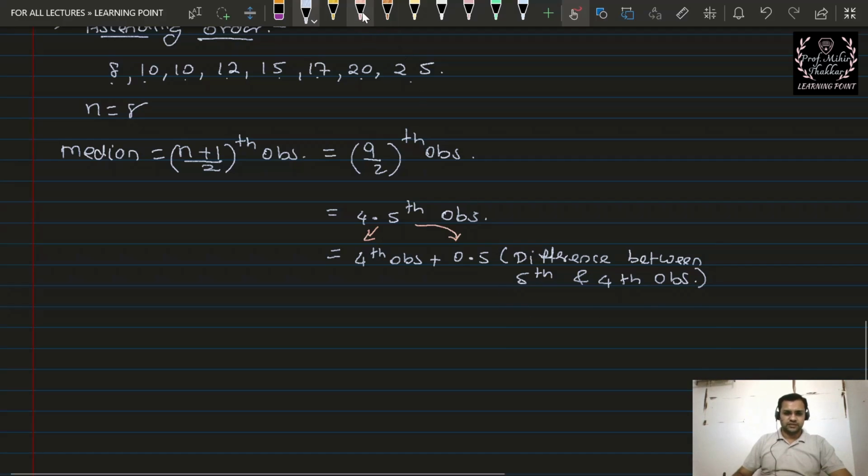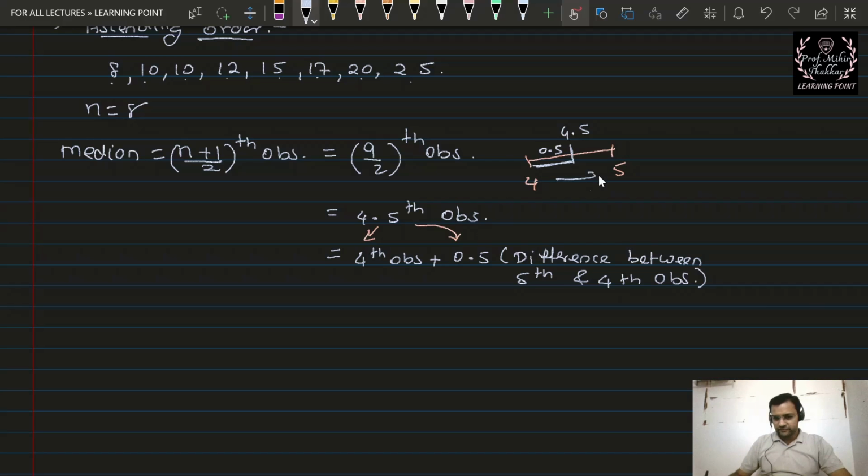Now why do I do it like this? Let me show with the help of a small number line. Suppose you have a small scale where you are just having the values 4 and 5, and obviously the 4.5 value is over here at a distance of 0.5 units after 4. So it is covering a difference of 0.5 units after the 4th observation. Because the difference between the 4th and the 5th observation is covered by 0.5, we are just multiplying that difference with 0.5.